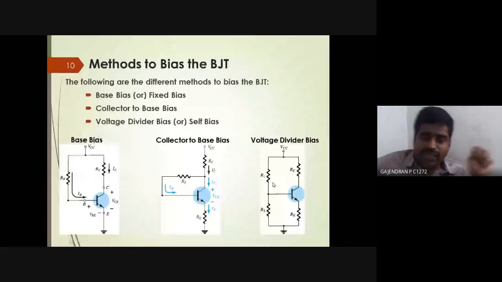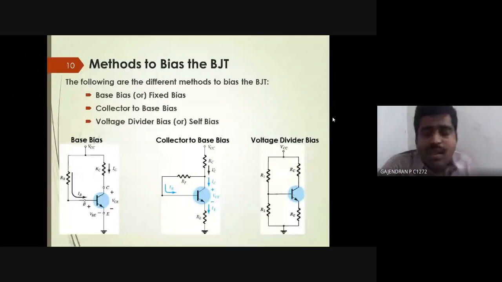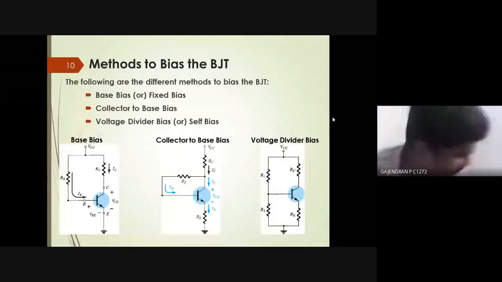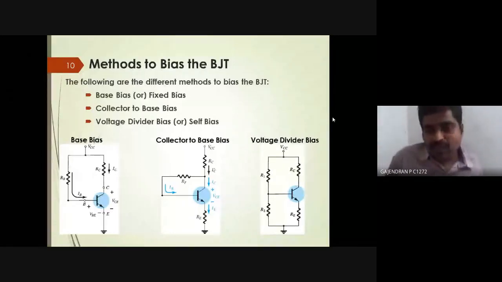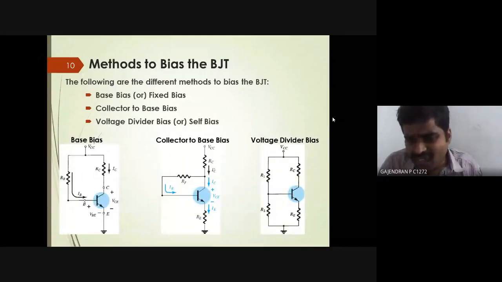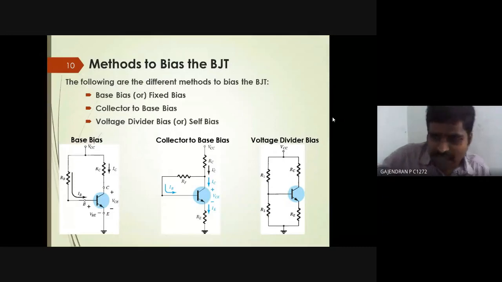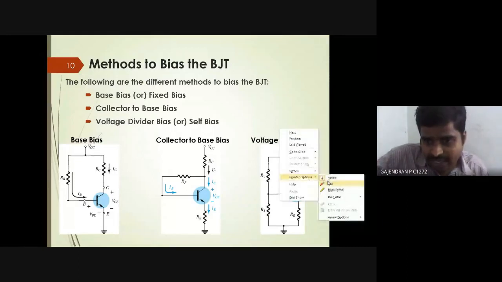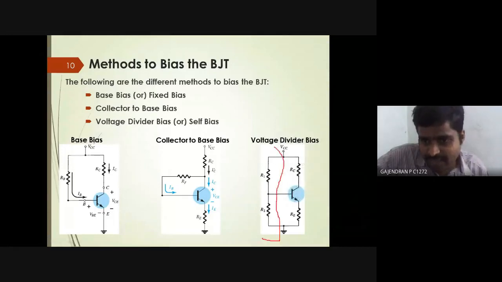Have you noted this down? If you finished, say yes. Please say yes. What is the other name of the voltage divider biasing circuit? Self bias. Why is it called self bias? It has a separate circuit to bias.